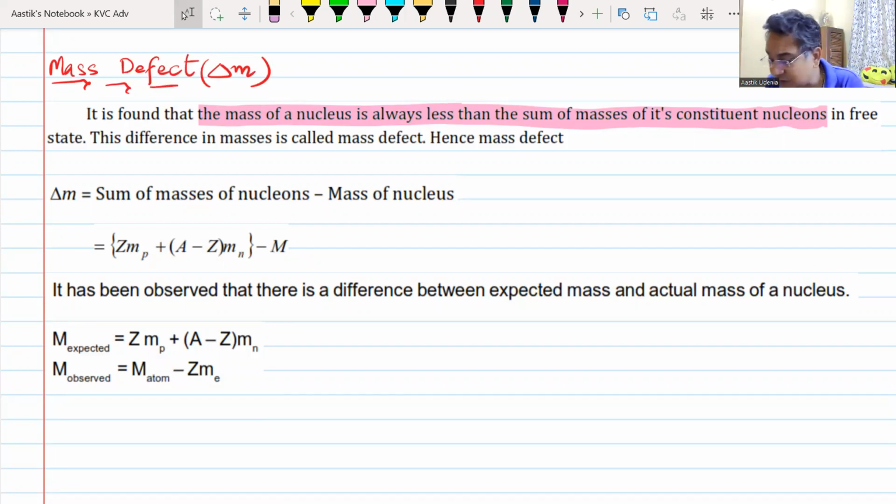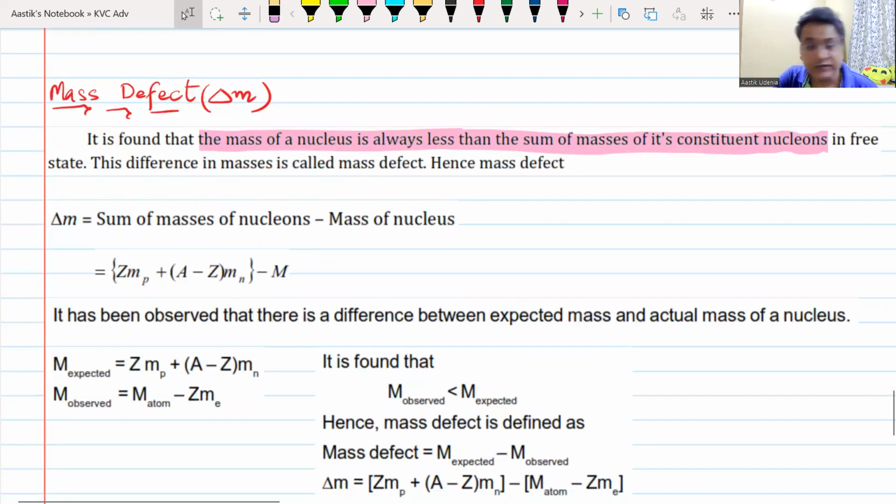This mass should be the mass of the nucleus, but the actual mass of the nucleus comes a bit less. How do you find out the mass of the nucleus? You subtract the mass of the electrons from the mass of the atom. This is another way of doing the same thing. So you can write this in this fashion also. Both of them mean the same thing.